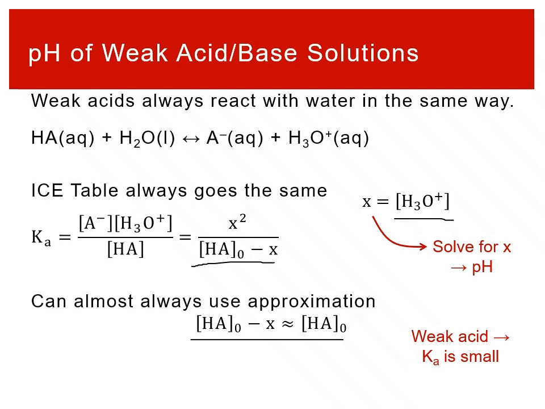There are fringe cases, really low concentrations of weak acids. You can't use an approximation, or kind of the stronger weak acids. But for the most part, you can almost always get away with using the approximation, which makes solving the algebra on the back end of the ice table more straightforward than some of the more nasty equilibrium problems we had seen previously, generically in chapter 13.